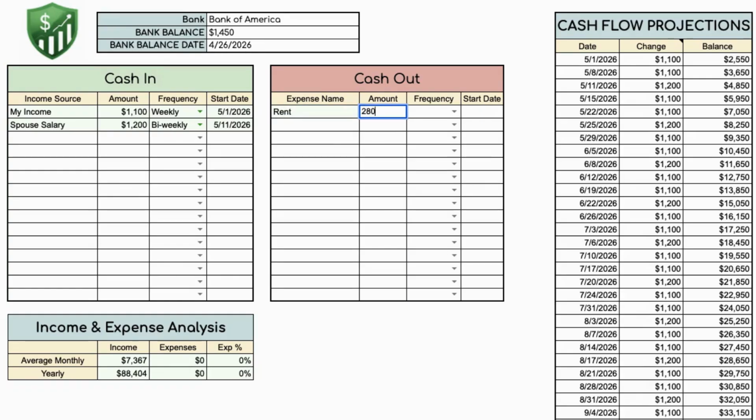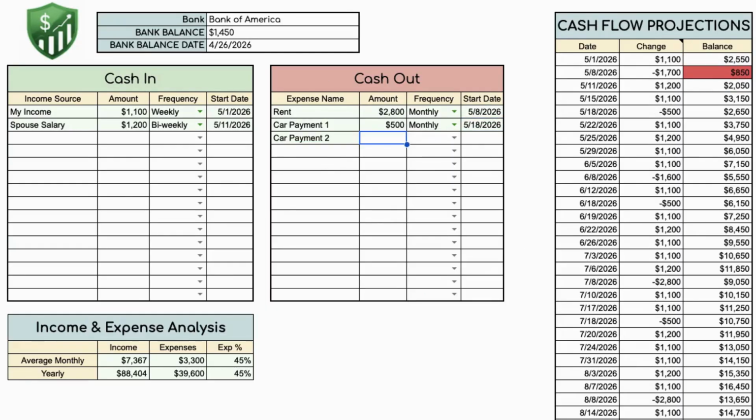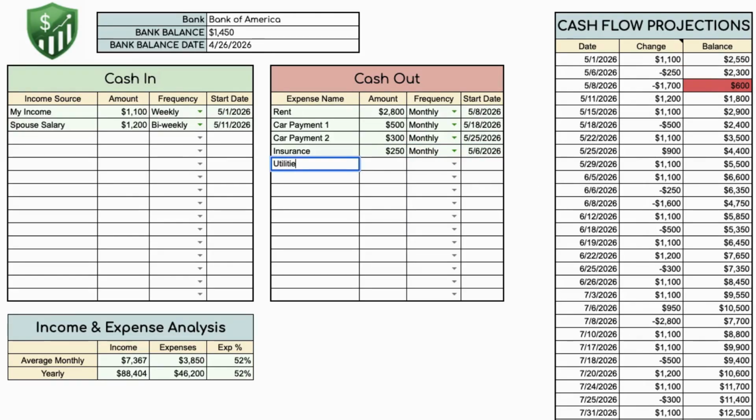So let's add a few common ones. Rent, $2,800 monthly, due on the 8th. Car payment, $500, due on the 18th. Second car payment, $300, due on the 25th. Insurance, about $250. This covers both cars and rental. Monthly, due on the 15th. And finally, utilities, around $300. Monthly, hits your account on the 6th.